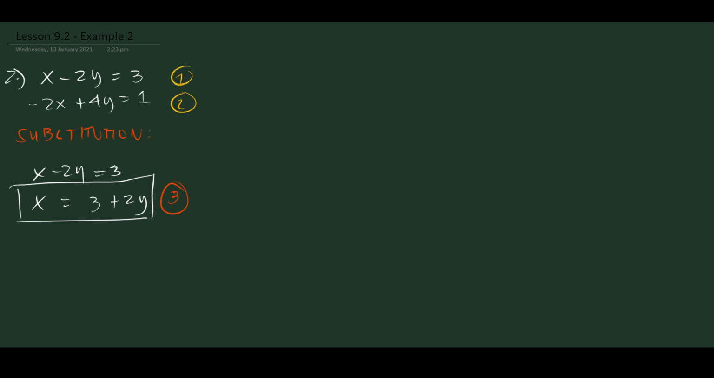Then we will substitute x into equation number 2. Okay, so let's do that. Negative 2x plus 4y is equal to 1. Oh, why did I write 7? Okay, it's equal to 1. Then negative 2 multiplied by x: negative 2 times 3 plus 2y, plus 4y is equal to 1. So negative 6 minus 4y plus 4y is equal to 1.